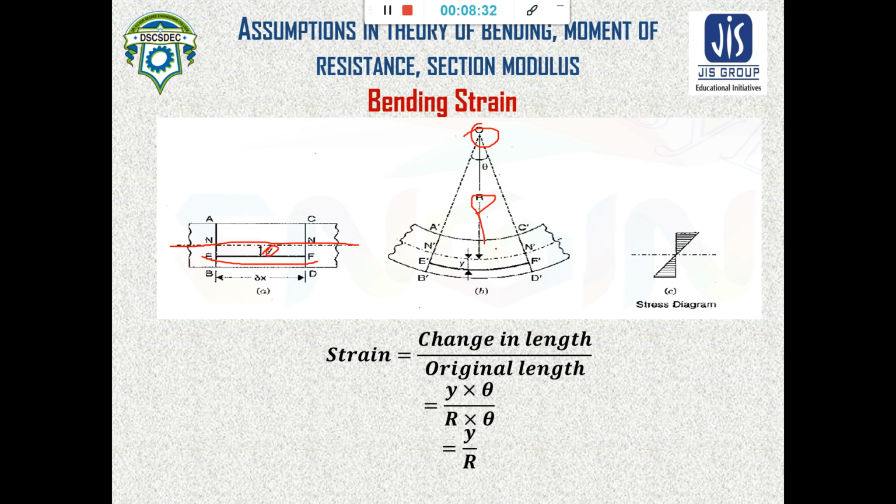And now we can calculate the strain. How can the strain be calculated? Strain is equal to change in length over the original length. Now change in length is equal to y into theta, and original length is R theta. So that gives us y by R. So strain is equal to y by R.